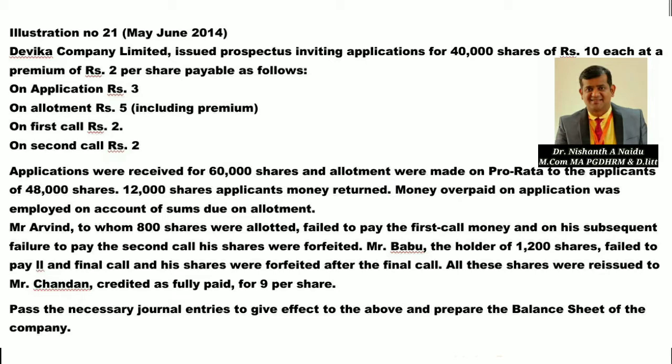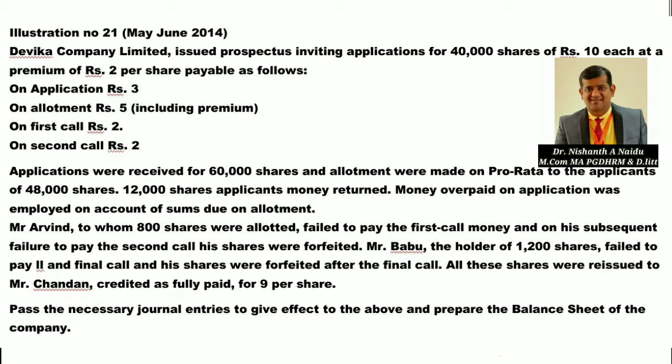The problem is: Devika Company Limited issued a prospectus inviting applications for 40,000 shares of rupees 10 each at a premium of rupees 2 per share, payable as follows: on application rupees 3, on allotment rupees 5 which includes premium, on first call rupees 2, on second call rupees 2. Applications were received for 60,000 shares and allotment was made pro rata to the applicants of 48,000 shares; 12,000 shares' application money was returned. Money overpaid on applications was employed on account of sum due on allotment.